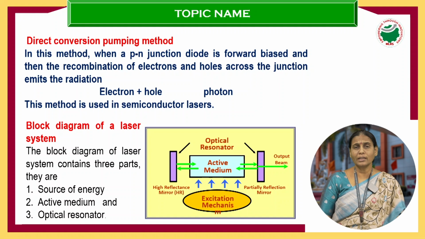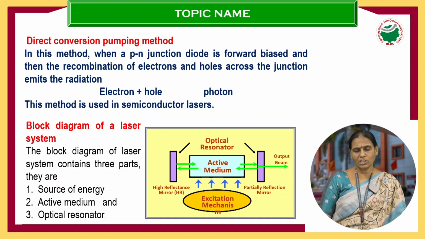Okay, so these are the four different types of pumping process we have covered. First is the optical pumping method. Second is the electric discharge pumping method. Third is the direct conversion pumping method. And fourth is the inelastic atom-to-atom collision pumping method. There are more types of pumping, but in our syllabus we only cover these types of pumping process.